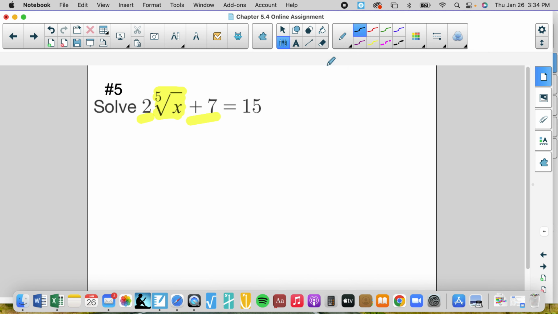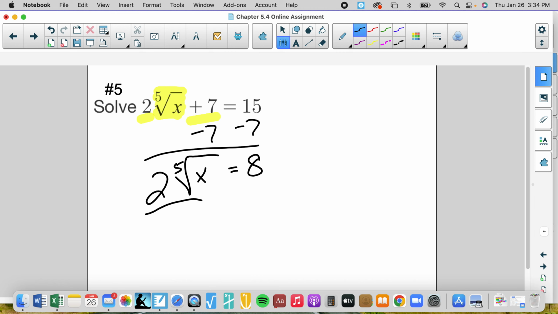We get rid of things being added and subtracted first. We're going to subtract 7. So we have 2 times the 5th root of x equals 8. We're going to divide both sides by 2, and we get the 5th root of x equals 4.